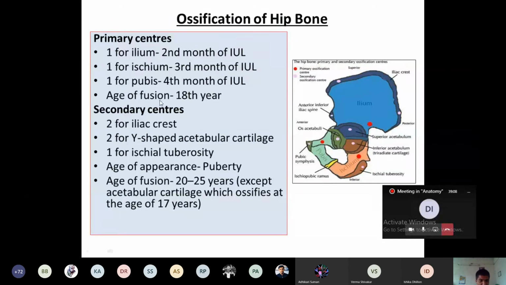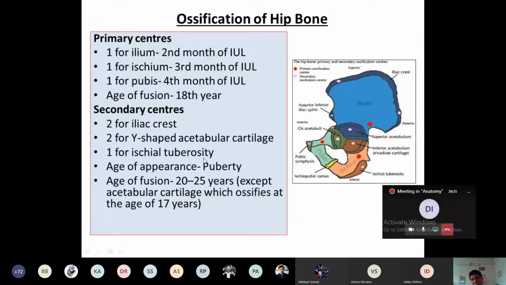And there are secondary centers that appear for the different parts of the ilium, ischium, and the pubis. Here you can see some of the secondary centers. There are two secondary centers for the iliac crest, and two secondary centers for the Y-shaped acetabular cartilage, which is joining the three bones. Here you can see the Y-shaped acetabular cartilage joining the three bones. And there is one secondary center for the ischial tuberosity.